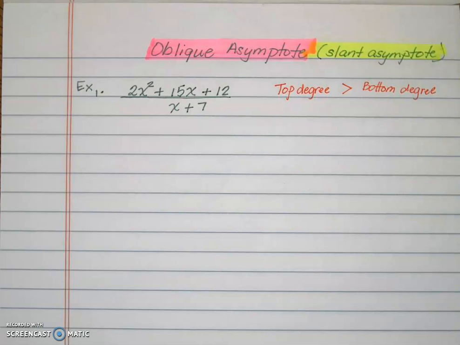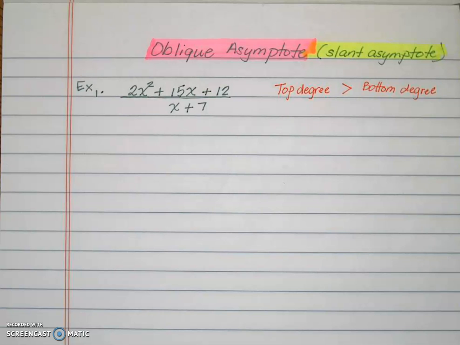Good morning, everyone. Today we're going to discuss oblique asymptotes. An oblique asymptote is also called a slant asymptote. An asymptote is a line that your graph tries to approach but will never touch. An oblique asymptote happens when the top degree is greater than the bottom degree. When we say degree, it means the highest power of x.